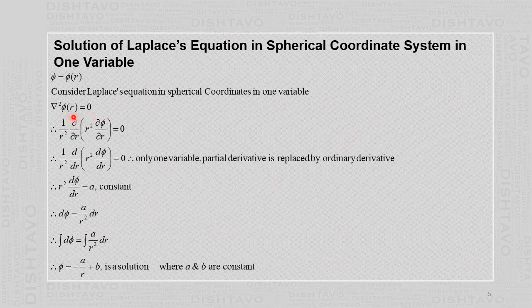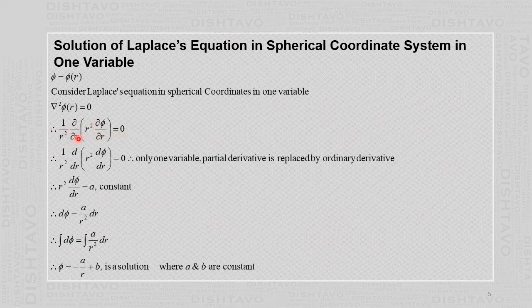So henceforth instead of phi of r we will write simply phi. It will mean that phi depends only on r and not on theta and phi. Then since it depends only on one variable r, the other two terms we will not be writing there because it does not depend upon theta and phi. So the first term is 1 by r square, dou by dou r, r square dou phi by dou r, equal to 0.